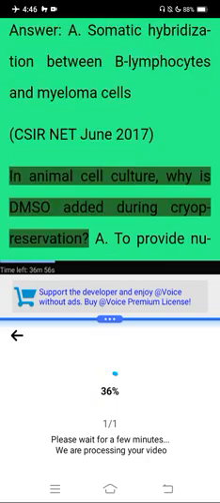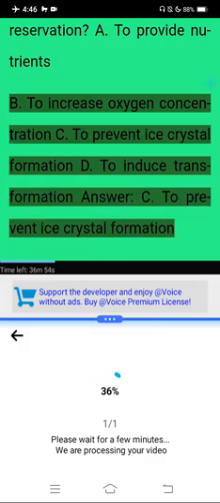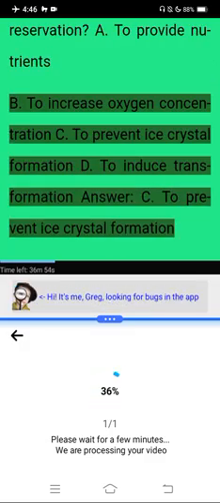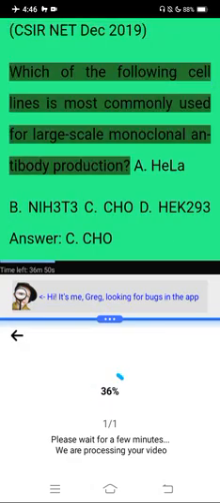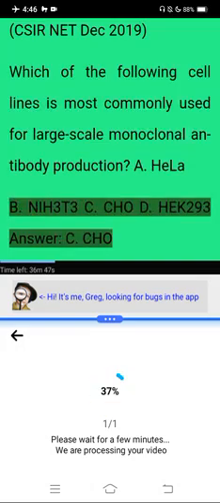CSIR NET June 2017. In animal cell culture, why is DMSO added during cryopreservation? A, to provide nutrients; B, to increase oxygen concentration; C, to prevent ice crystal formation; D, to induce transformation. Answer: C, to prevent ice crystal formation. CSIR NET December 2019. Which of the following cell lines is most commonly used for large-scale monoclonal antibody production? A, HeLa; B, NIH3T3; C, CHO; D, HEK293. Answer: CHO.